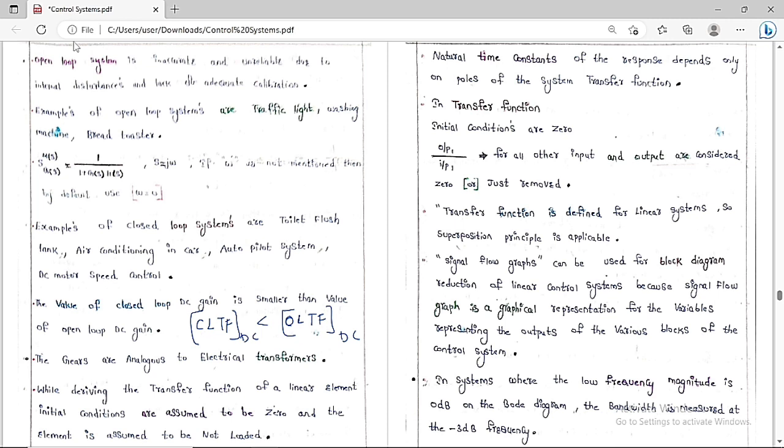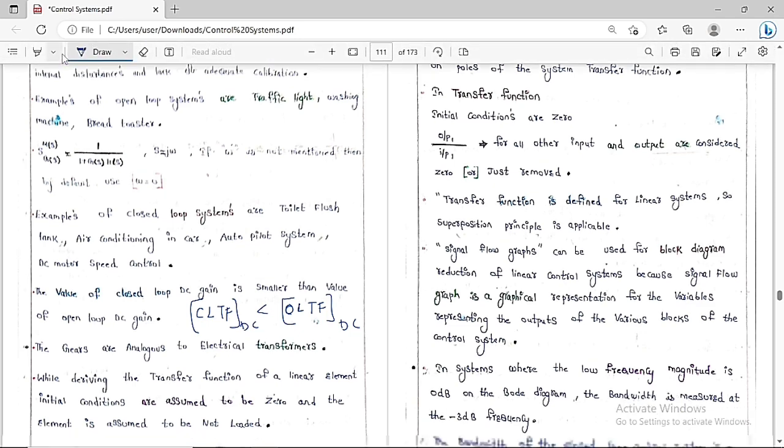Therefore, finally, the value of the closed loop DC gain is always smaller than the value of the open loop DC gain. DC gain means substitute S is equal to 0. If we substitute S is equal to 0 in the closed loop transfer function, we get the DC gain for the closed loop system. If we substitute S is equal to 0 in the open loop transfer function, we get the DC gain for the open loop system. Comparing these two gains, the closed loop DC gain is always lesser than the open loop DC gain. This point you always have to keep in your mind.